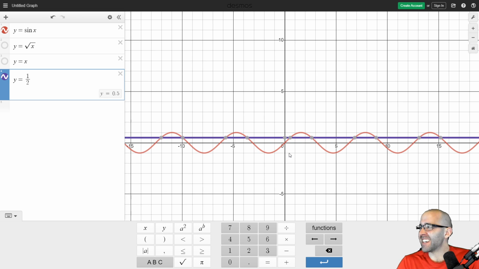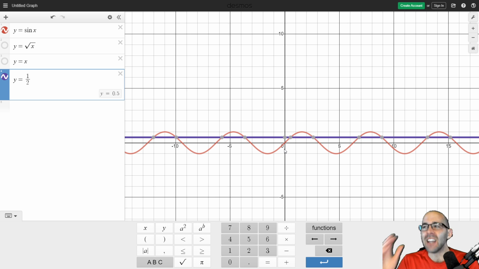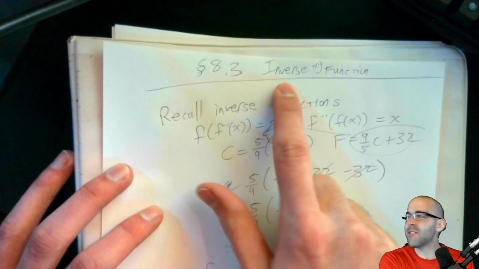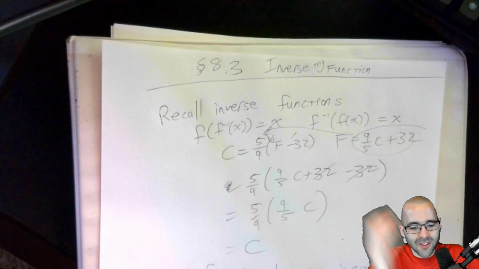Not quite. Sine really fails the horizontal line test. In fact, sine fails the horizontal line test at literally all of its points. Every point on sine of x fails it. So you might say, well, we're talking about inverse trig functions, and sine of x doesn't have an inverse function. We're done. Go home. Goodbye. But that's not how it works.